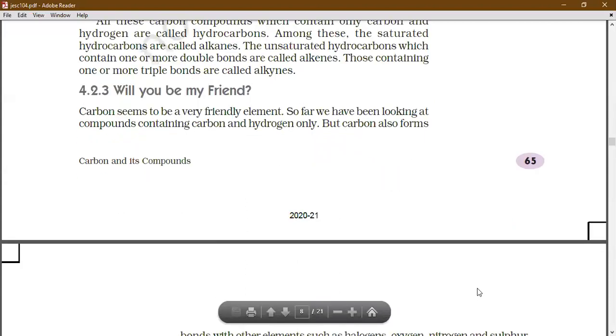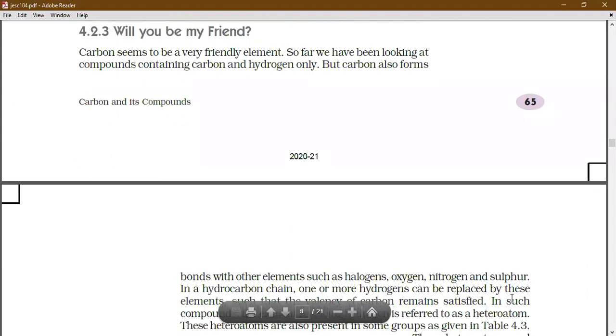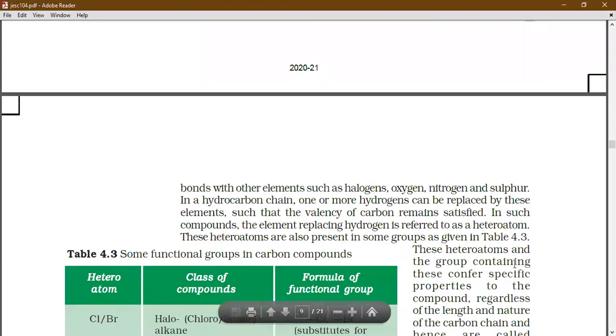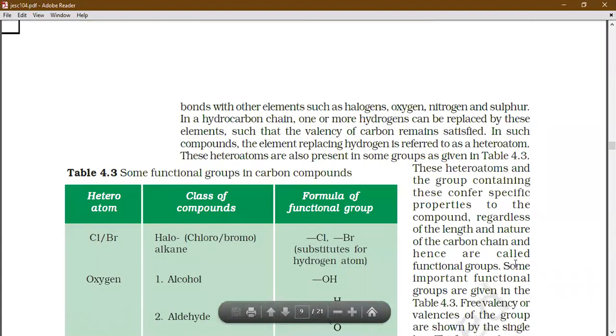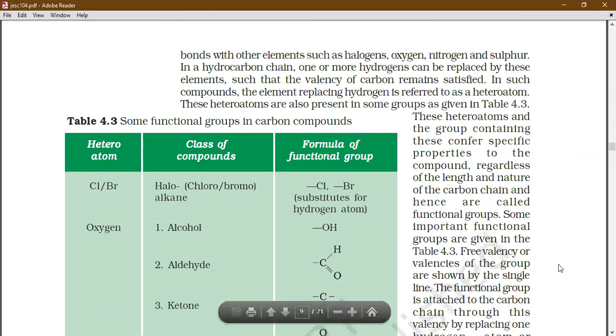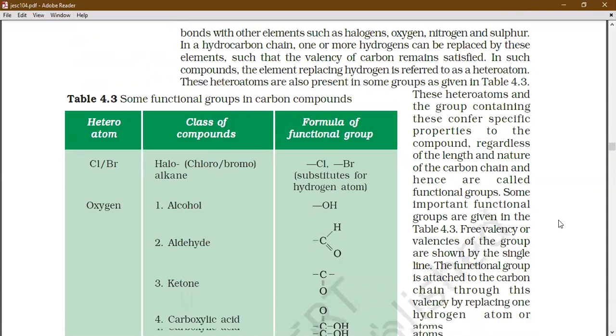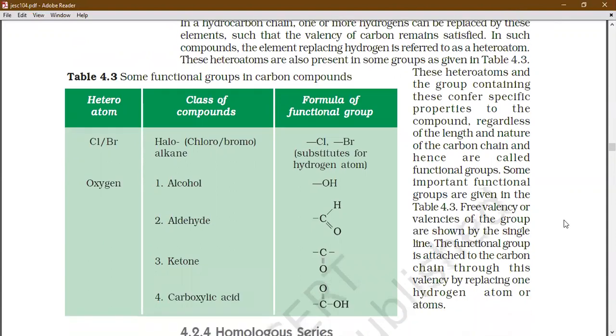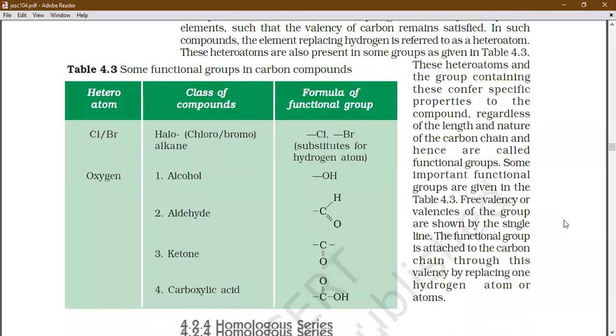So far, we have been looking at compounds containing carbon and hydrogen only. But carbon also forms bonds with other elements such as halogens, oxygen, nitrogen, sulfur. In a hydrocarbon chain, one or more hydrogens can be replaced by these elements such that the valency of carbon remains satisfied. In such compounds, the element replacing hydrogen is referred to as a heteroatom. These heteroatoms are also present in some groups as given in table 4.3. These heteroatoms and the group containing these confer specific properties to the compound regardless of the length and nature of the carbon chain and hence are called functional groups.